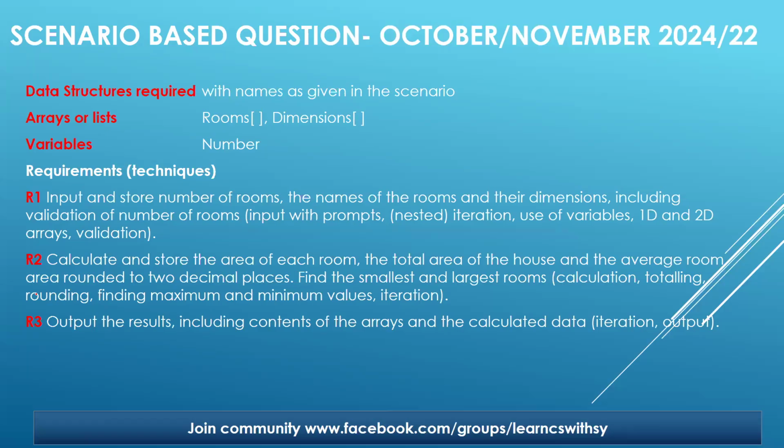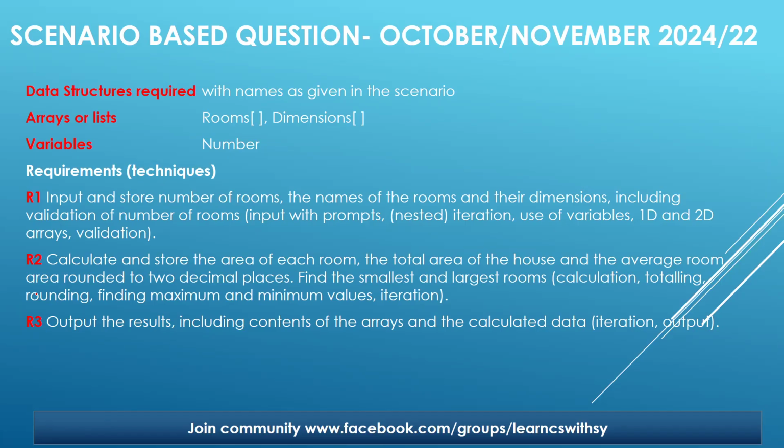How will I score the marks? If input of the number of rooms is taken and stored, if the names of the rooms are taken and the dimensions, and I have not forgotten to validate the number of rooms also. And I have not forgotten to write the proper prompts. It means that I'll definitely be meeting the first requirement. Inputs and storage after validating is going to give me the first requirement.